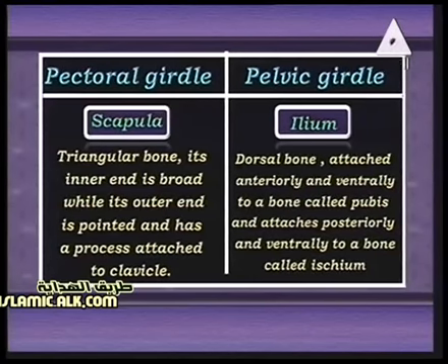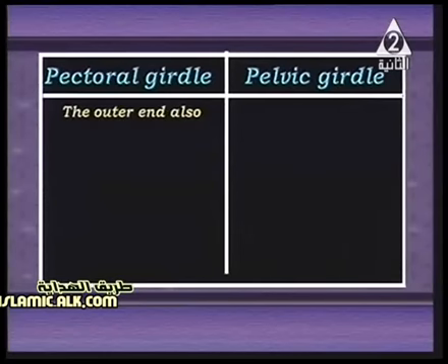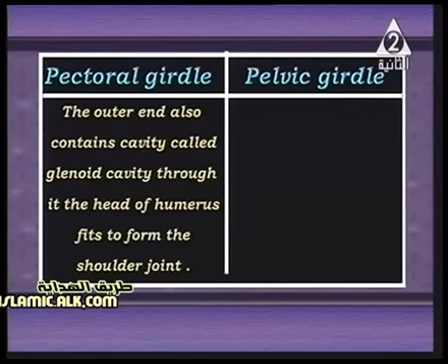The pectoral girdle's outer end also contains a cavity called the glenoid cavity. Again, we said that we have 2 bones, scapula and clavicle. The outer end of the scapula contains a cavity called the glenoid cavity, through which what? The head of the humerus fits to form the shoulder joint.